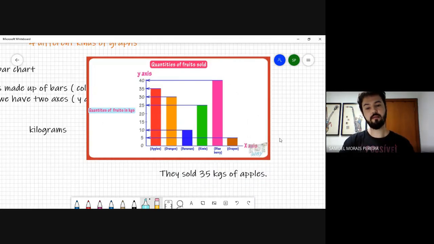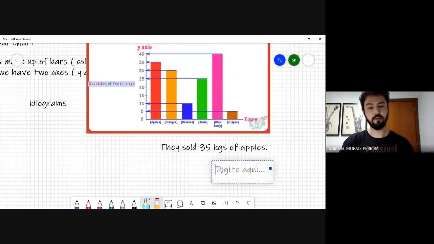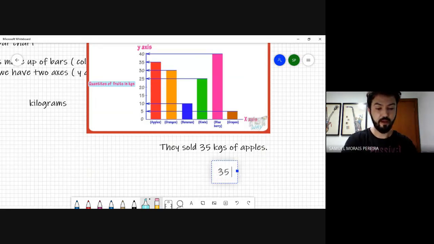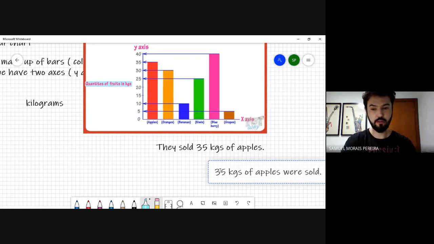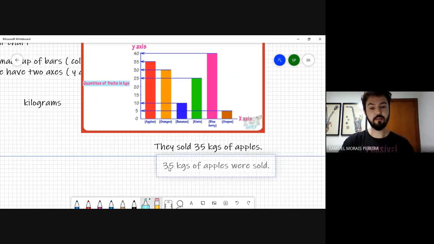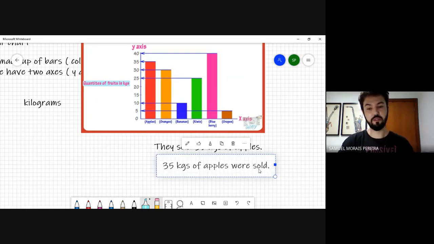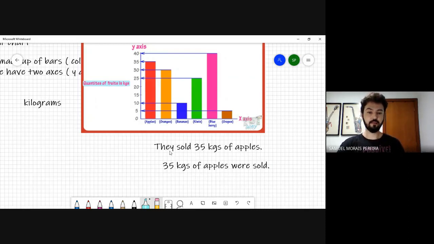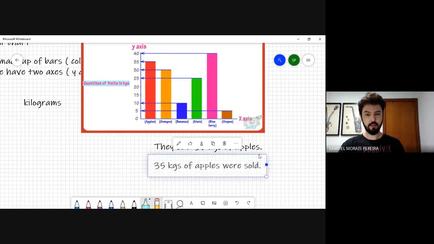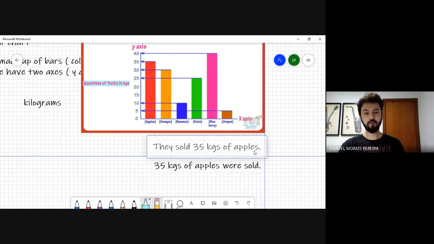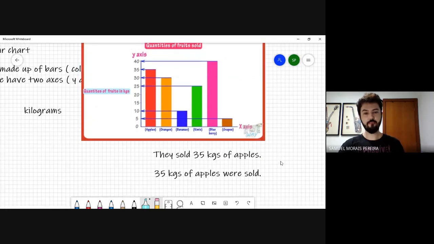How can I say that using another sentence? I could say, 35 kilograms of apples were sold. O nosso passivo, 35 quilos de maçãs foram vendidas. So I can say they sold 35 kilos of apples, or 35 kilos of apples were sold. Okay, guys? Juliane, can you open a microphone, please?